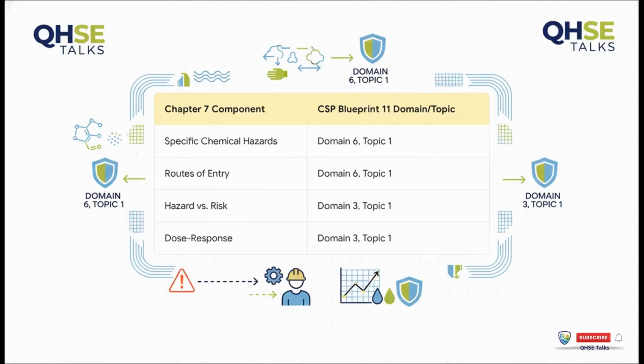So as you can see, this isn't just abstract science class stuff. The fundamental concepts we started with, like dose response and hazard versus risk, that's the bedrock of Domain 3, risk management. And knowing all those specific chemical hazards we just went over, that's a direct requirement for Domain 6, occupational health. Mastering what we've covered today translates directly into points on your exam score, period.